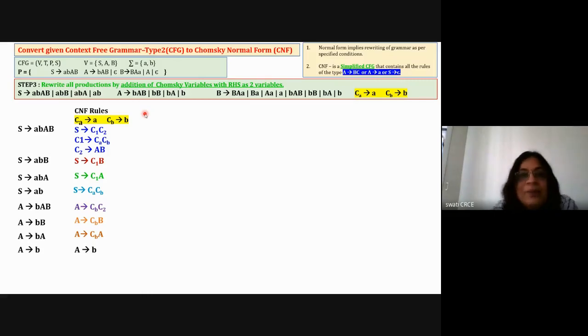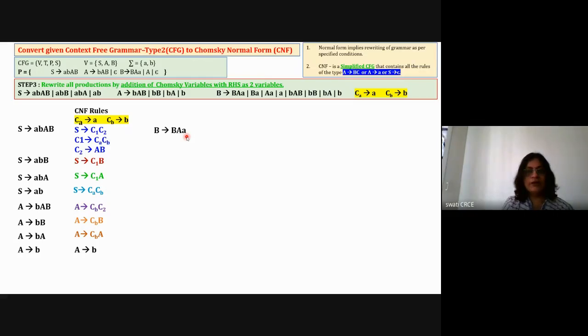Everything is done in capital A. For capital B, take the first rule and rewrite it. Okay, so here now what is to be done? You will have to add a new variable in this case. So I'll say that A is equal to CA, so I know.